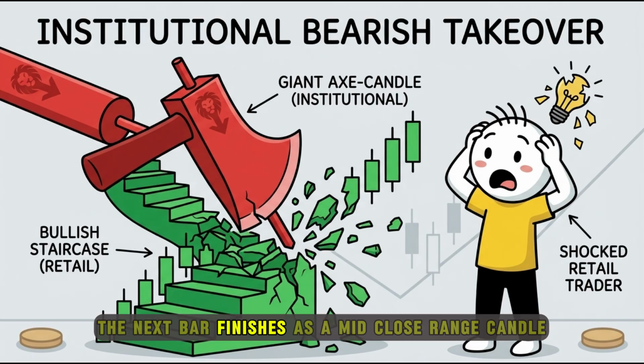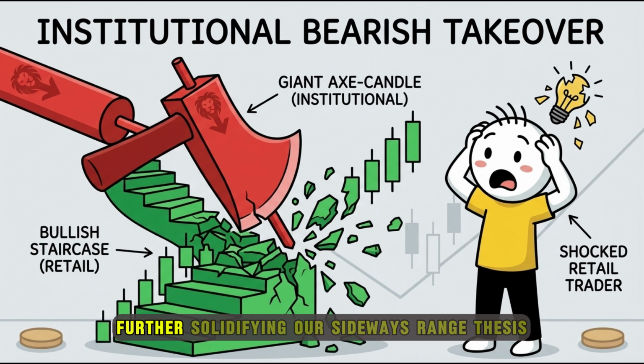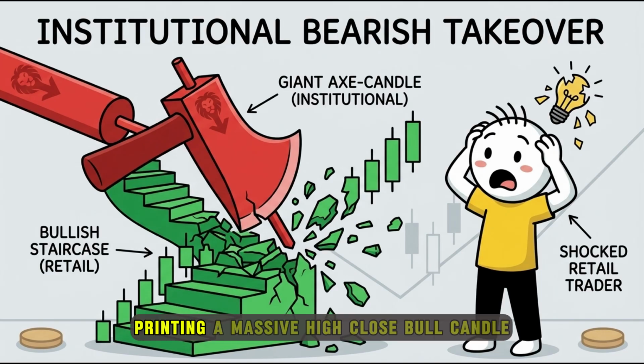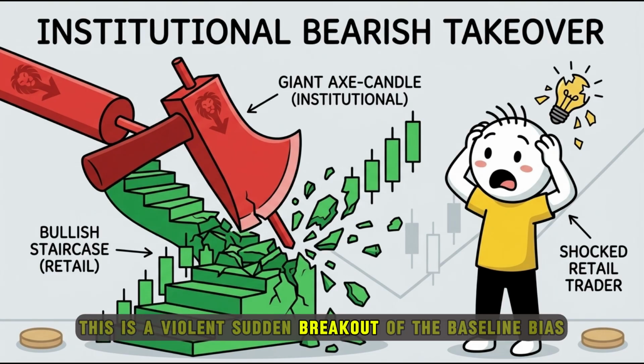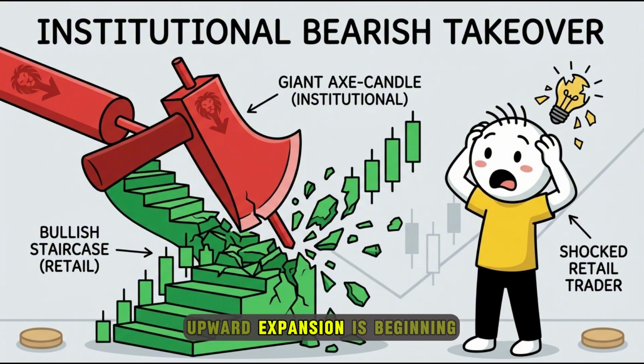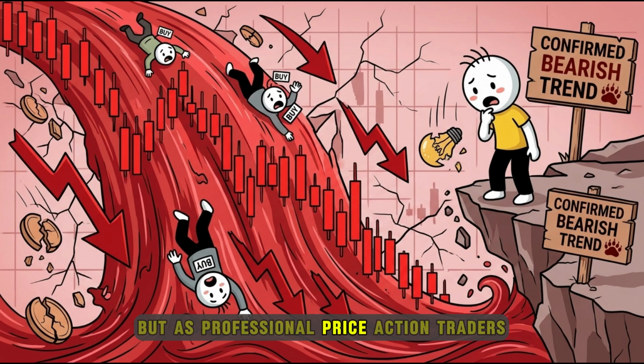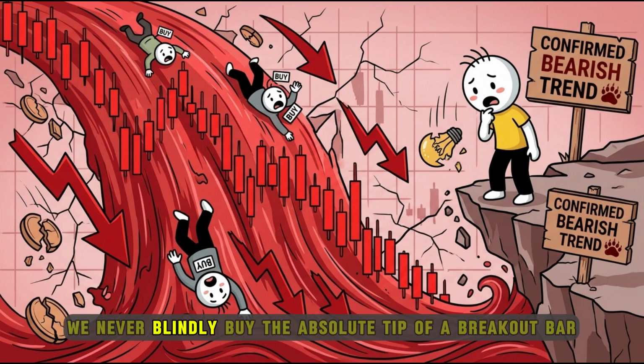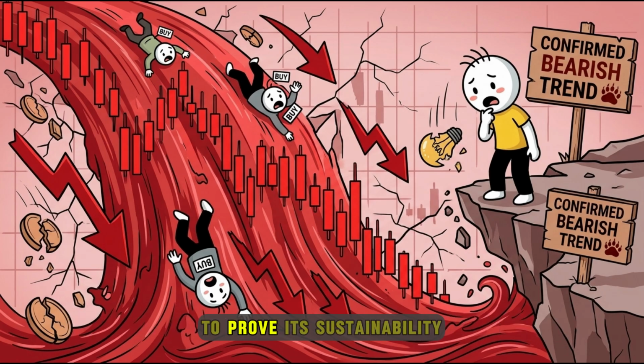The next bar finishes as a mid-close range candle, further solidifying our sideways range thesis. Suddenly, the market shifts gears, printing a massive high close bull candle. This is a violent, sudden breakout of the baseline bias, the strongest possible signal that an explosive upward expansion is beginning. But as professional price action traders, we never blindly buy the absolute tip of a breakout bar. We must wait for the structural trend to prove its sustainability. Our patience pays off when the very next bar also closes as a dominant high-close bull candle.